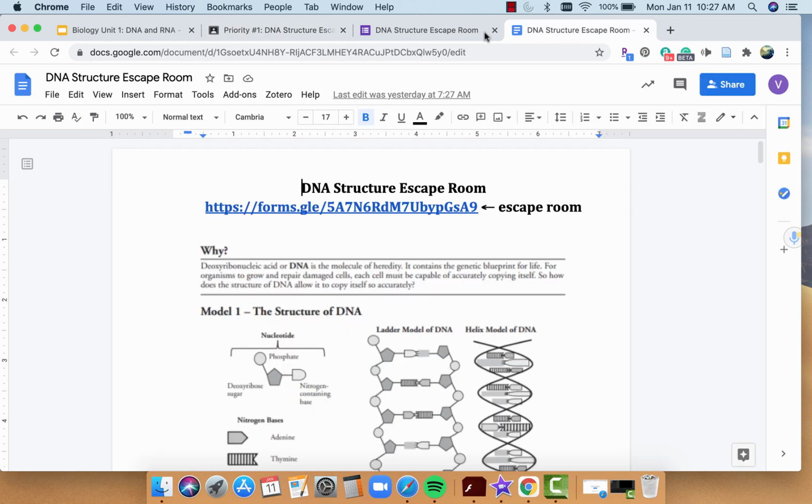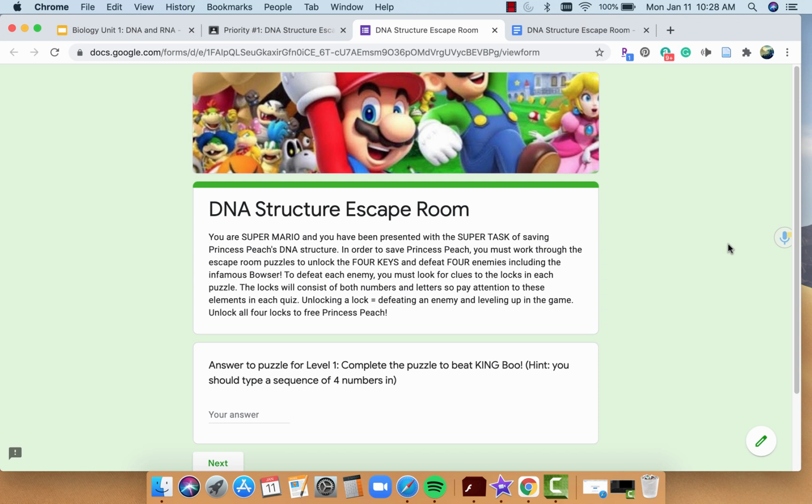Here's the deal. You are Super Mario, and you have been presented with the super task of saving Princess Peach's DNA structure. To save her, you must work through the escape room puzzles to unlock 4 keys and defeat 4 enemies, including the infamous Bowser. To defeat each enemy, you must look for clues to the locks in each puzzle. For this one, the locks are going to consist of just numbers, so pay attention to that. Unlocking a lock is equal to defeating an enemy and leveling up in the game. Unlock all 4 locks to free Princess Peach.